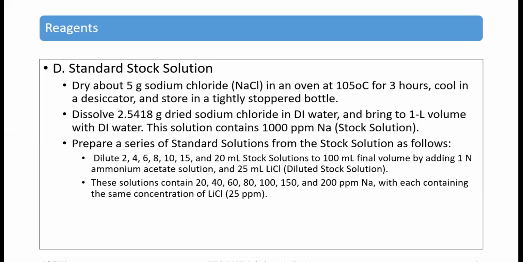Here you prepare the standard: dry 5 grams sodium chloride in an oven at 150 degrees Celsius for 3 hours, cool in a desiccator, and store in a tightly stoppered bottle.